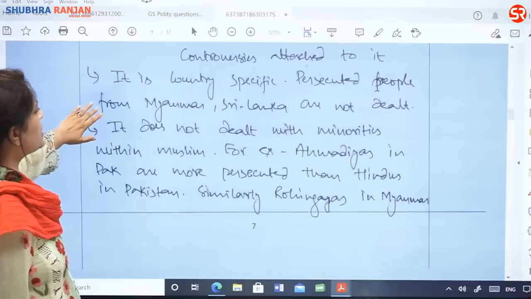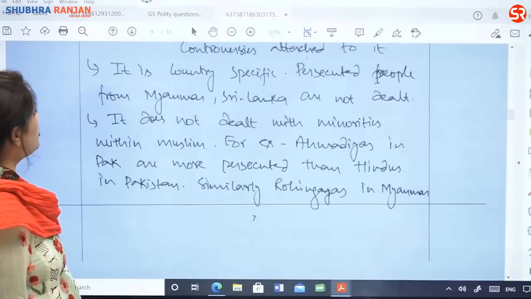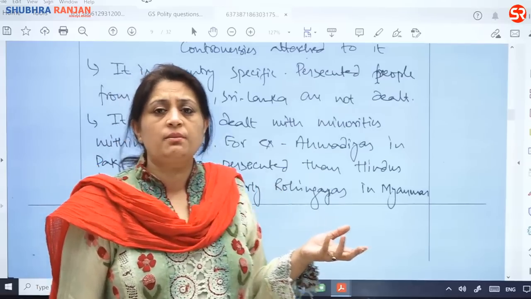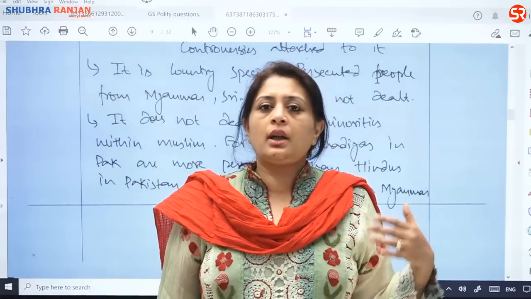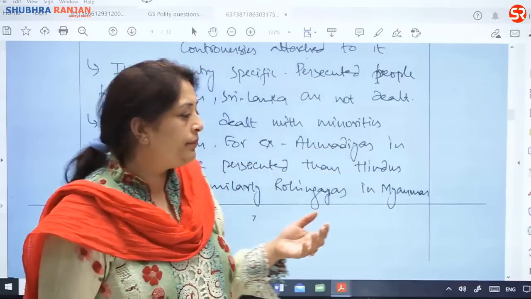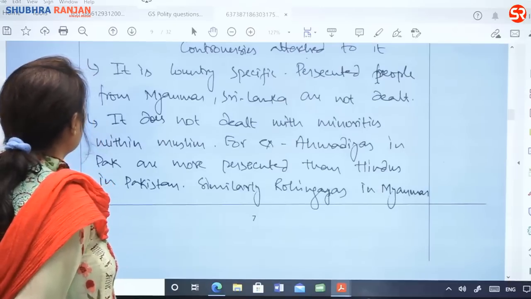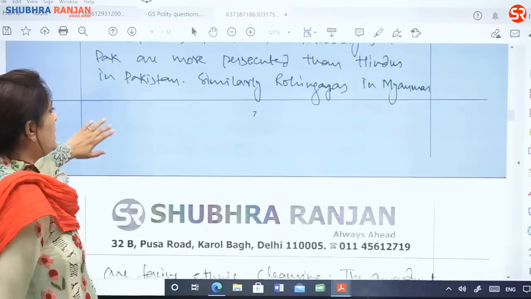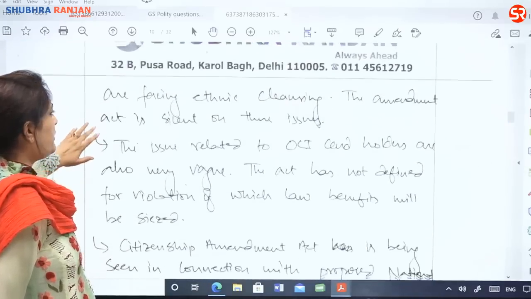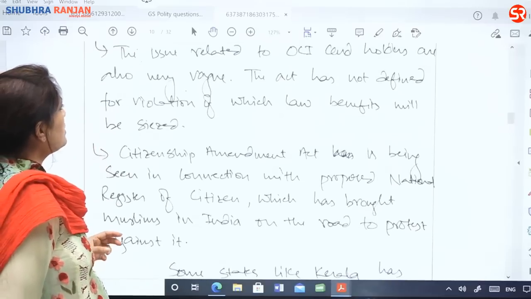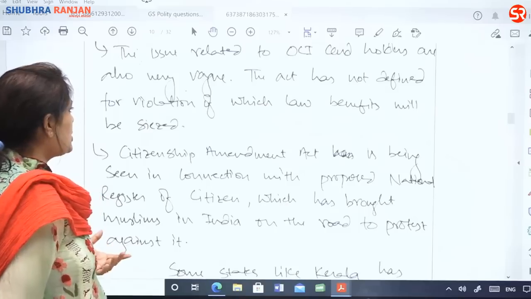Now the controversies attached to it. It is country specific. Persecuted people from Myanmar, Sri Lanka are not dealt with. And then another argument of the government is that the constitution gives complete power to the parliament, and the Supreme Court has to assume the constitutionality of the law. It is country specific. It does not deal with the minorities within Muslims; Ahmadiyas in Pakistan and Rohingyas in Myanmar are facing ethnic cleansing. The Amendment Act is silent. The issue related to OCI cardholders is also vague. The Act has defined the violation of which law.